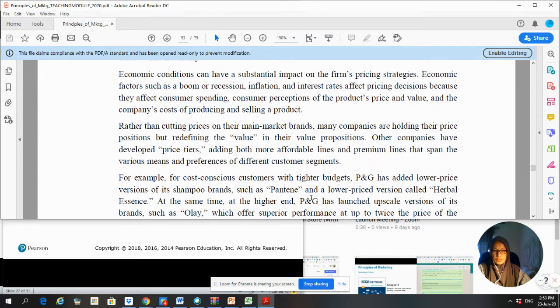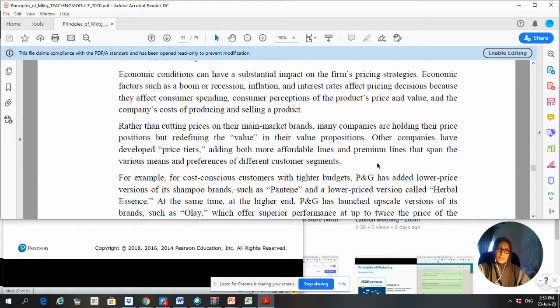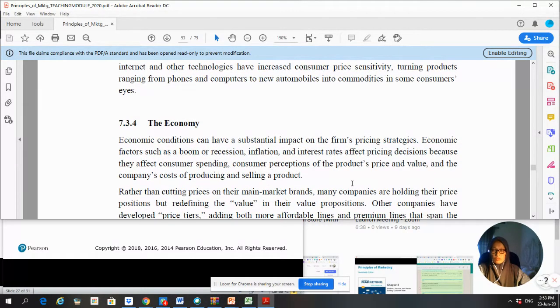Like an example of P&G, they need to add a lower-price version of shampoo, such as Pantene with a lower price, Herbal Essences, we can see a bit cheaper than Pantene, right? And then only a bit higher, compared to Pantene, for its superior performance. But this is really the same group, one company under P&G. So they have introduced price tiers towards different brands, in order to reflect the economic conditions of their customers.